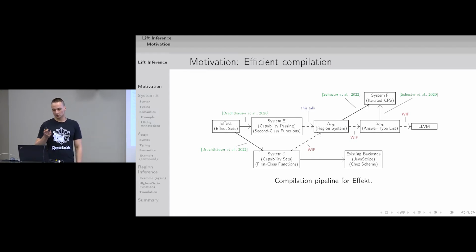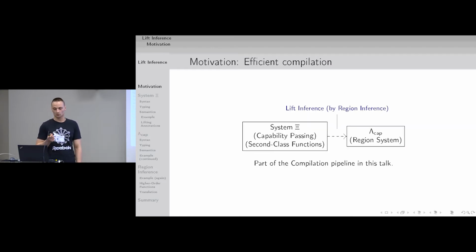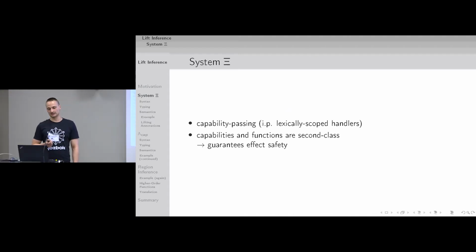This talk will be restricted to system Xi, which has only second-class functions, and I will show how to do lift inference. Since big lambda cap has a region system, this will be done by so-called region inference. It will shortly become clear what that means. But before I show that, I will give a quick recap of system Xi.